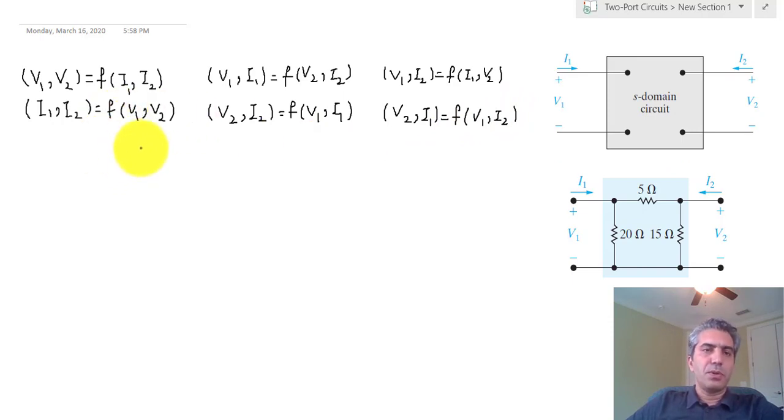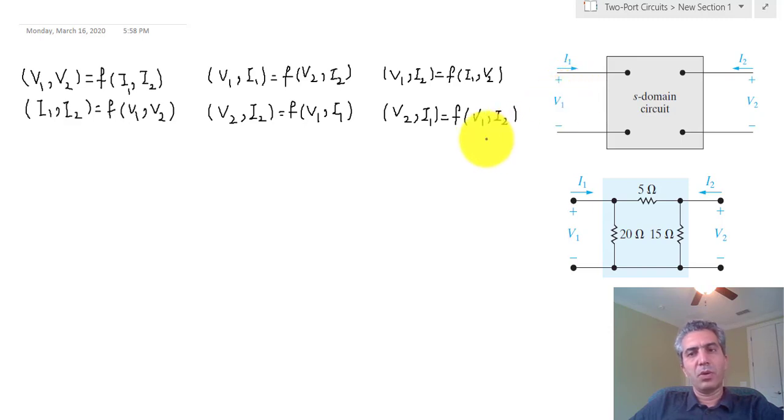Now, which one of these 6 you choose is really a matter of what's most convenient for the kind of analysis that you're doing. For example, if this is your input port and you know the voltage and current of the input port, because you're actually applying those two values to the circuit, then finding V2 and I2 as a function of V1 and I1 would be prudent, and it would be useful.